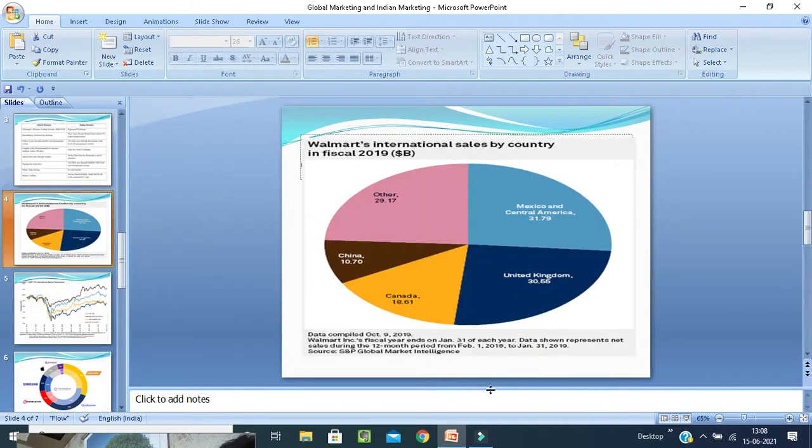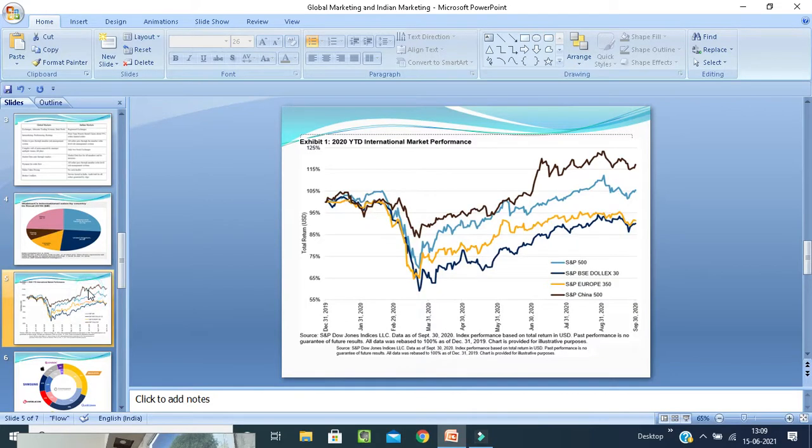If you see this picture, what is happening? This picture is talking about Walmart international sales by country. That means physically, how it is happening in the United Kingdom, England, Canada, China, Mexico and other Central America. Everything has been mentioned. So by this you can understand how international marketing is different from domestic marketing or Indian marketing.